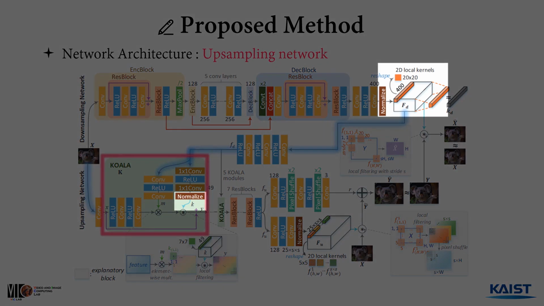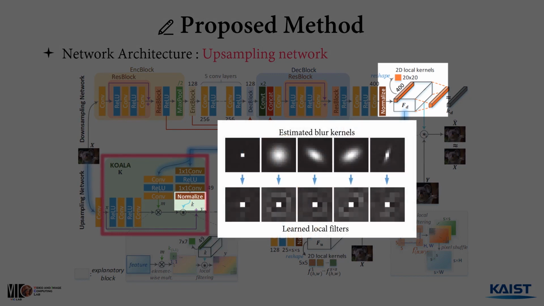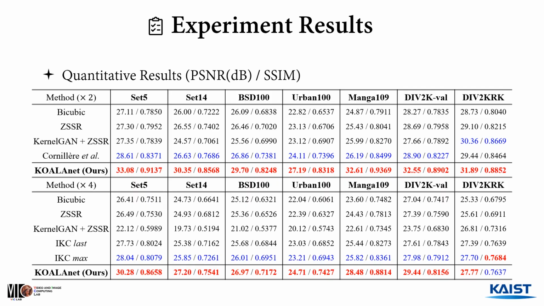To analyze how the KOALA model works, we visualize the kernels. The first row shows the examples of the kernels estimated by the downsampling network. The second row shows their corresponding learned local filters in the KOALA model. Even without any enforcement on the shape, the local filters are learned to be related to the orientations and shapes of the degradation kernels. Here are the experimental results.